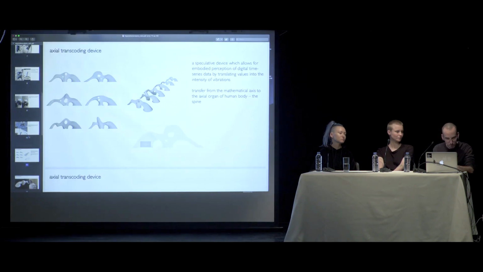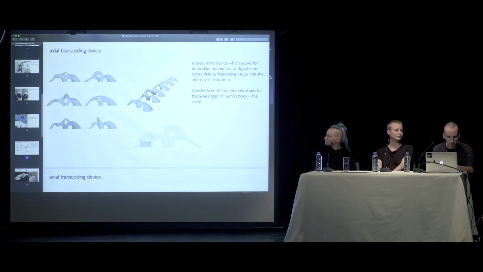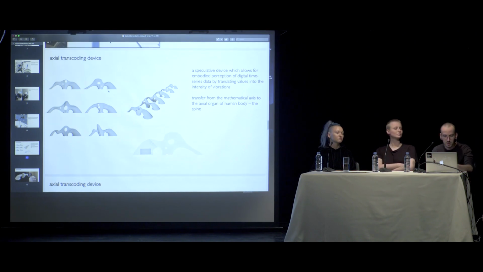Yes, and here I'll go from blending digital and physical spaces to another aspect which I mentioned, which is creating more embodied ways to interact with technologies and with different digital aspects. This is not an entirely finished project, but I still think it's a good example. It's called Axial Transcoding Device, and it's a speculative device which creates an interface for the embodied perception of different time series data by translating the values in the data set into the intensity of vibrations.